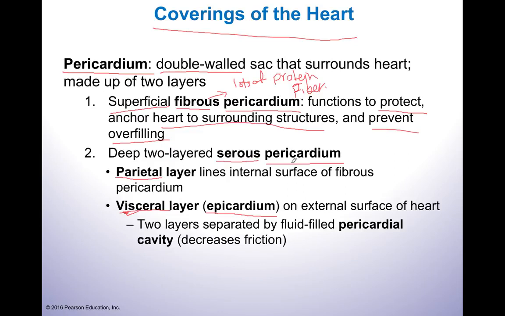So if you look at this layer, let's say this one represents your parietal and this layer represents your visceral, the gap you have between them is referred to as the pericardial cavity. It is filled with fluid. The goal of this is that as the heart starts to beat, you want to limit the rubbing of these surfaces against each other, which would increase friction. So as the fluid is introduced, it acts as a lubricant to decrease the friction between these 2 layers.